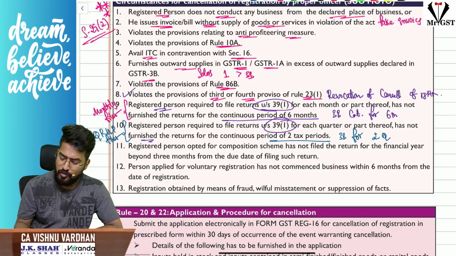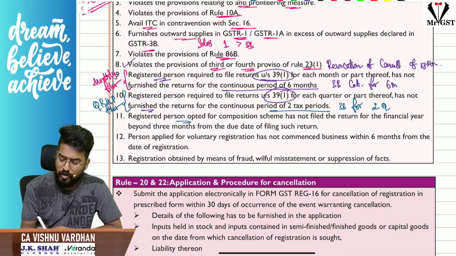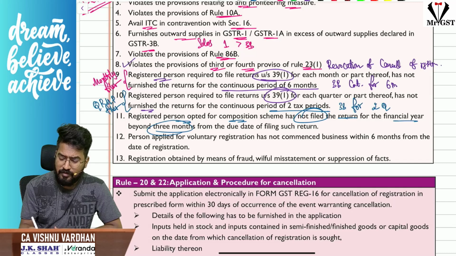Continuously for 2 quarters, then your registration can be cancelled. Or you have opted for the composition scheme and not filed the return of the financial year even after 3 months from the due date of filing.